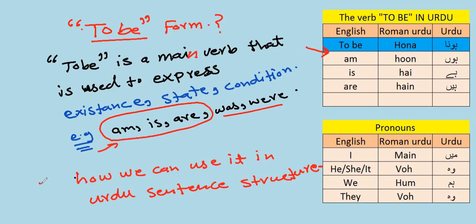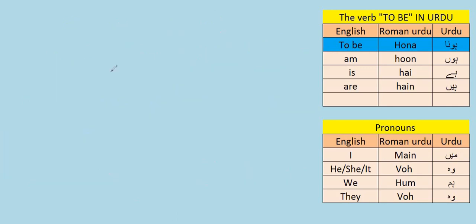Then the second question is how we can use it in Urdu sentences, in Urdu sentence structure, the verb to be. So here in the table you can see to be is hona. The verb to be or to be form in Urdu language is hona. In Roman Urdu you can see hona, while here are the pure Urdu sentences for those who can read Urdu script.